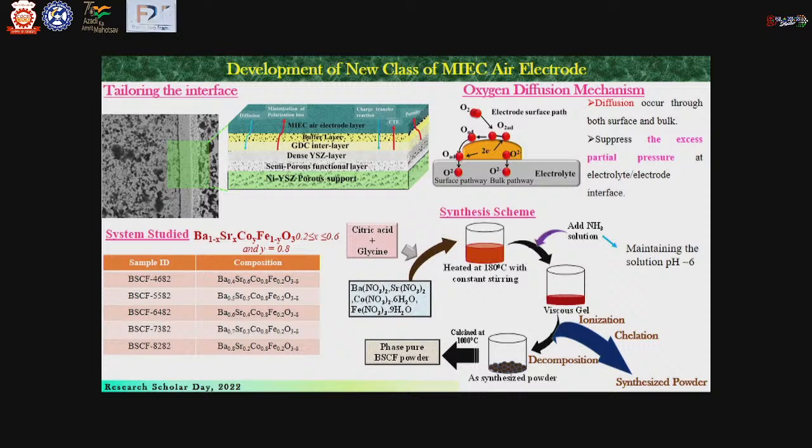The system we have studied is the barium, strontium, cobalt, iron, oxygen based system, where the X varies from 0.2 to 0.6 and Y is fixed at 0.8. The compositions we have studied are tabulated here. Here is the scheme of the synthesis of these batches.